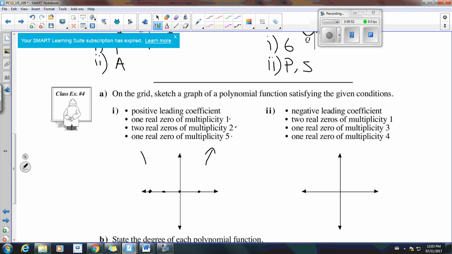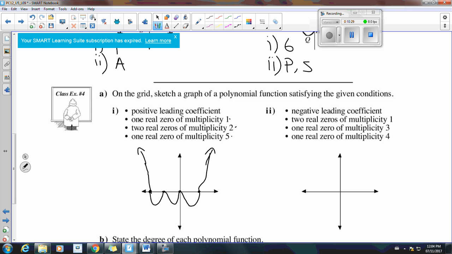So it's even. So that tells us that both of these arms need to move up. We need to have 2 real zeros of multiplicity 2 and 1 real zero of multiplicity 5. So I'm going to pass straight through the first one. That's going to be my 1 real zero of multiplicity 1. I'm going to be tangent here. That's 1 zero of multiplicity 2. Tangent here again. That's another zero of multiplicity 2. And then a point of inflection to get me to the final one. There's different ways you could draw it. You can be tangent at different points. This is just one example.